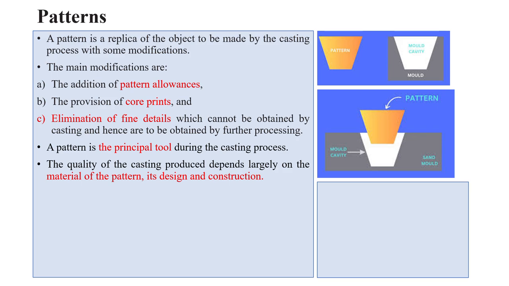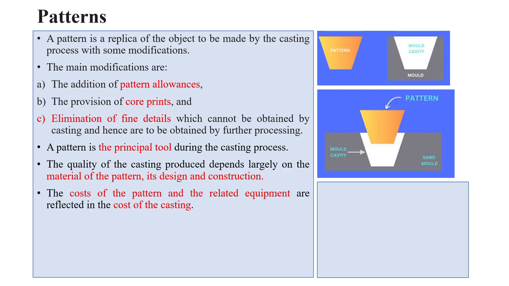So quality greatly depends on the material used for making the pattern, the design of the pattern, how it is constructed, and the process of making the pattern. That greatly affects the quality of your casting. The cost of the pattern and other related equipment used in the casting process also reflects in the cost of the casting. So the cost of the whole casting process depends on which type of pattern you have used and what material you have used for the pattern.